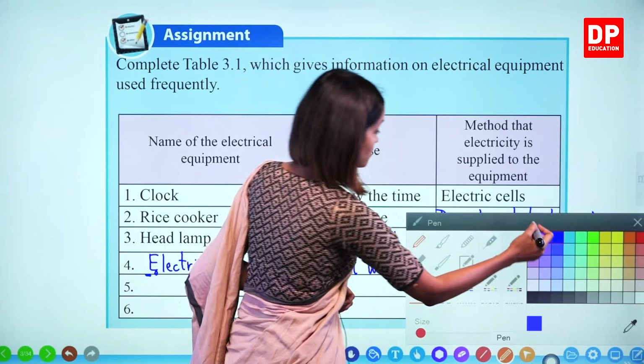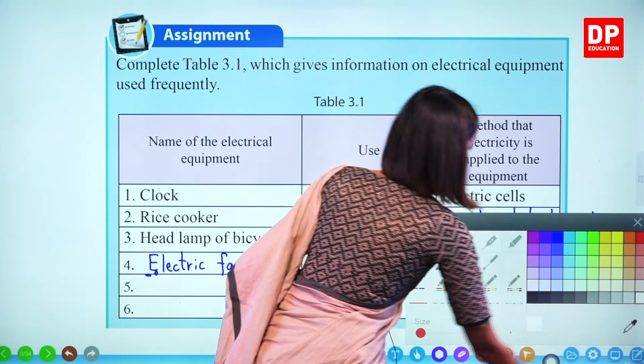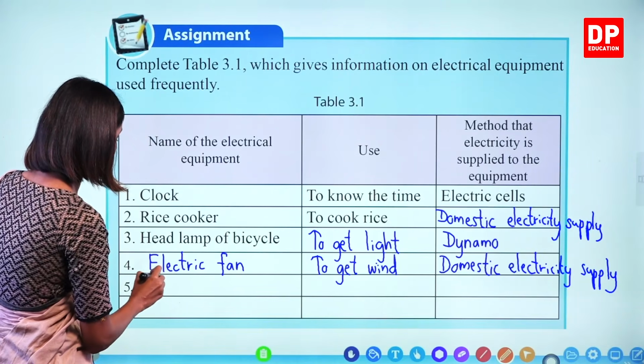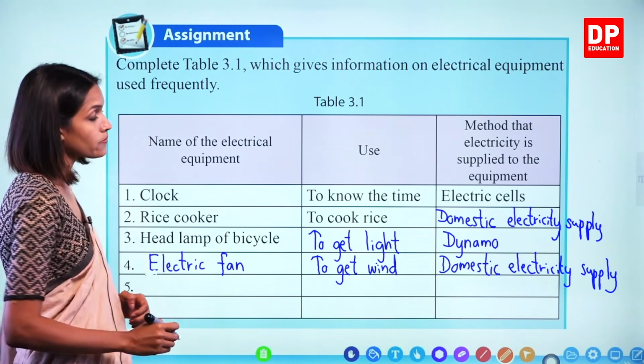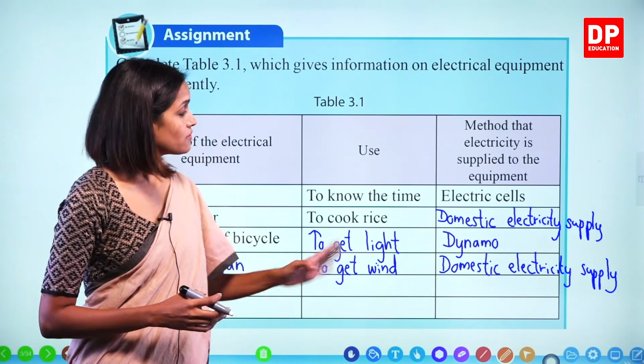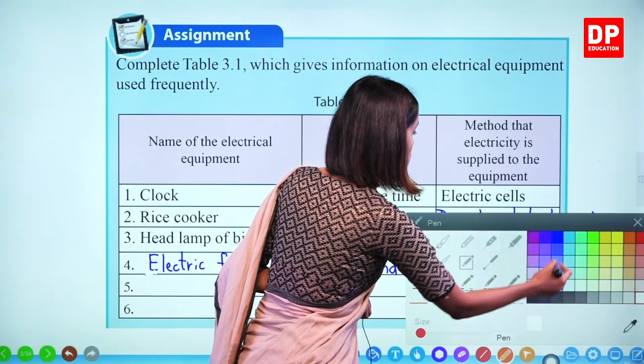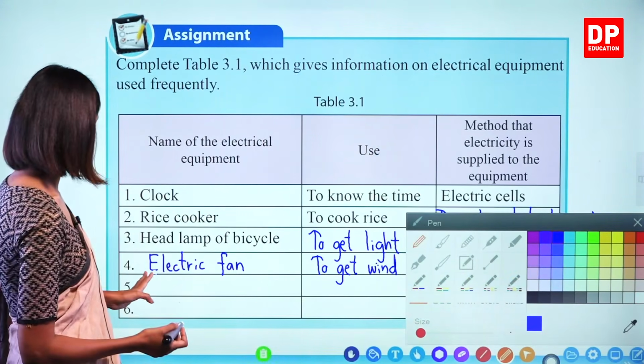How that domestic electricity supply produces or generates electricity, I am going to explain later. We have anyway learned this before, even in grade 6. We are going to learn this part later under the lesson. Okay? So, what are the other instances, children?